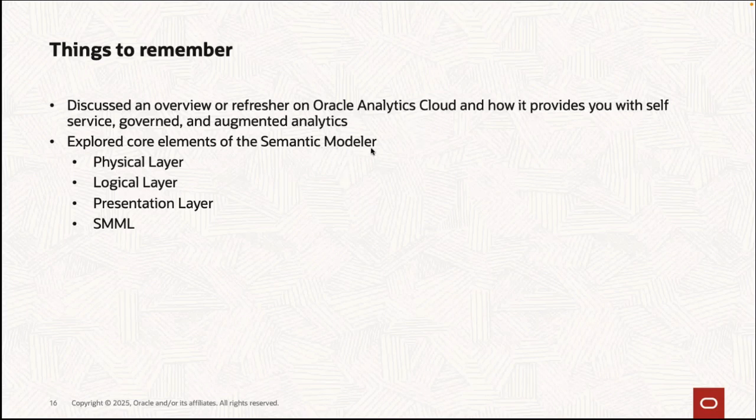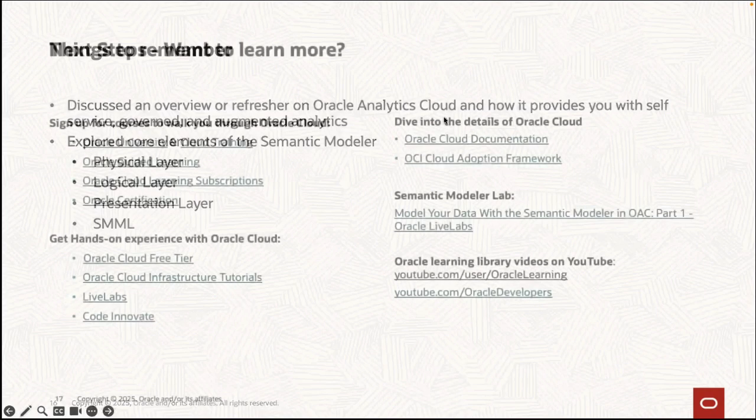Things to remember. We discussed an overview or a refresher of the Oracle Analytics Cloud and how it provides you with self-service, governed, and augmented analytics. And then we explored the core elements of the semantic modeler, including the physical layer to define objects and relationships, the logical layer to define the business logic, the presentation layer to create your subject areas, and then a little introduction to SMML, and we talked about GitHub there at the end.